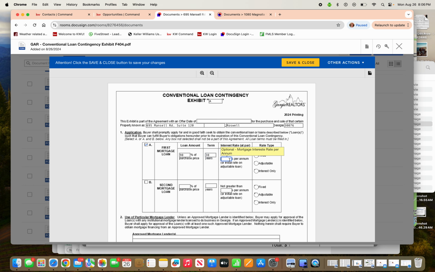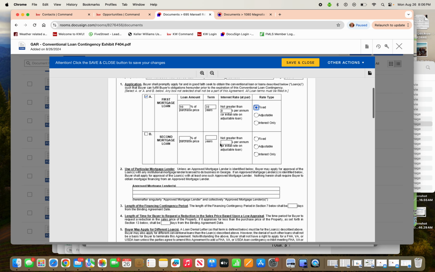Definitely. Not greater than, I typically will put about a point higher than the current rates are, because that's important when the rates have been fluctuating so much. You want to make sure that you don't put too little of a rate. So currently the rates are about 6.5. Just to CYA, I'm going to put 8%. And then I'm going to put fixed here. We're not doing a second, so we're only doing one.